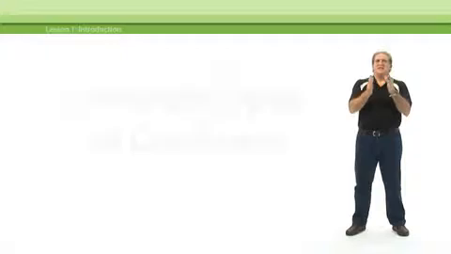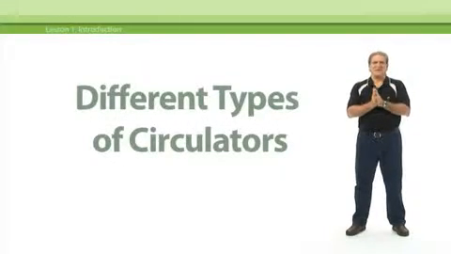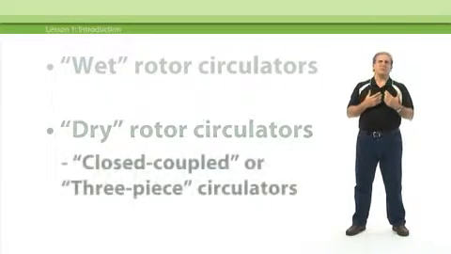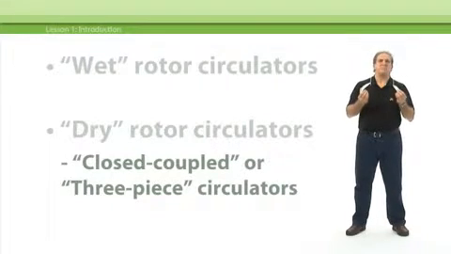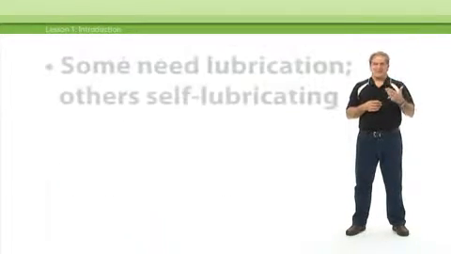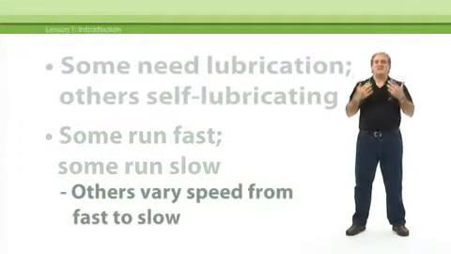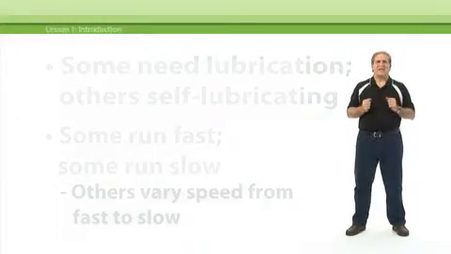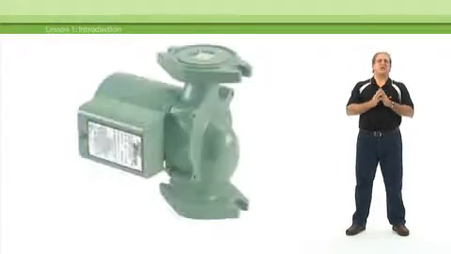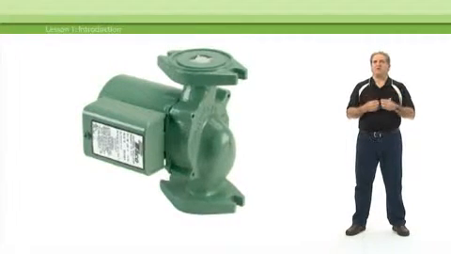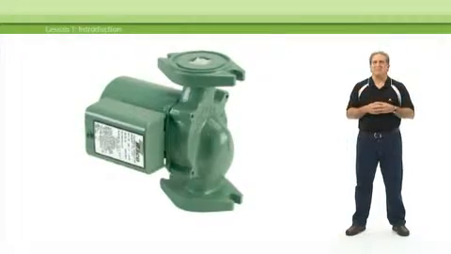Okay, now that we're clear that pumps and circulators are different things, there are also several different types of circulators, each with its own design and best applications. Some are wet rotor, some are dry. These dry circulators are also referred to as close-coupled or three-piece circulators, by the way. Some need to be lubricated, others are self-lubricating. Some run fast, some run slow, while others can even vary their speed from fast to slow. In this course, however, we're going to focus on wet rotor circulators, and we'll use the TACO family of double O cartridge circulators as the great example of this type.